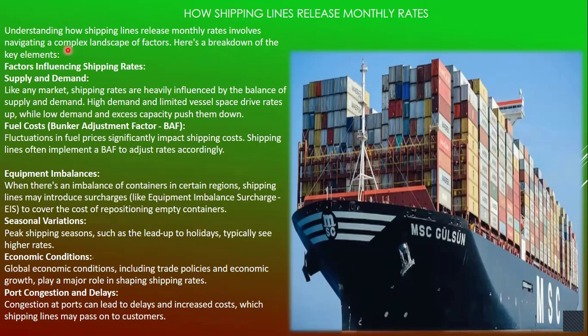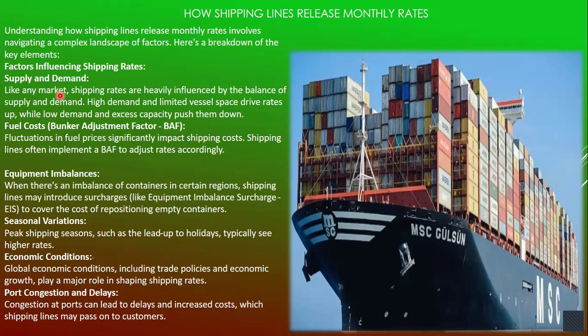Now we need to understand what are the factors which influence monthly charges, why monthly charges change. It is very important for any exporter and importer to understand the key factors which influence these shipping line charges. The first is supply and demand. Shipping line rates are heavily influenced by the balance of supply and demand. In a market, if any product is in high demand, the price will increase, like potato or onion. In the same way, shipping lines also increase the charges.